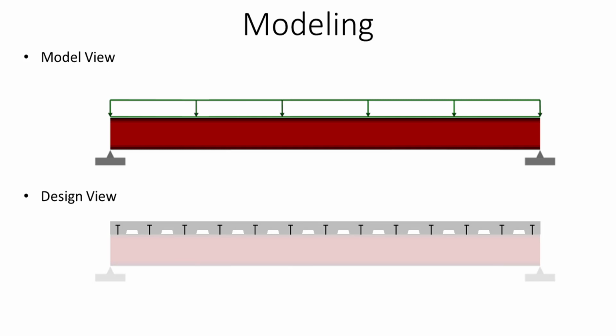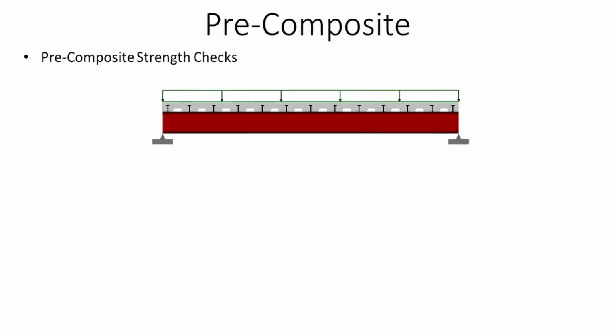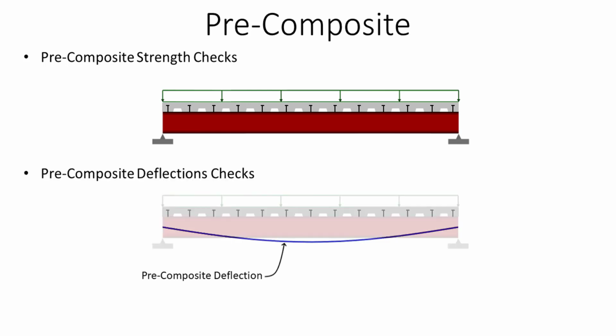Prior to being used in the design checks, the analysis results are automatically adjusted to account for the stiffness of the composite system. If the beam you are designing is unshored during construction, visual analysis can perform the pre-composite strength checks based on the pre-composite bracing conditions that you specify. Also, visual analysis can perform the pre-composite deflection checks.